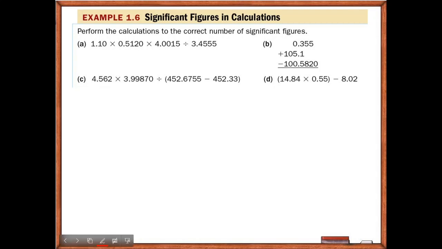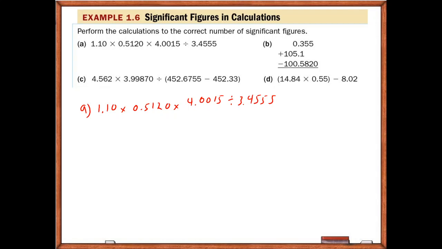Okay, so let's take a look at A. I'll write these out right here below. For A, we have 1.10 times 0.5120 times 4.0015 divided by 3.4555. And you could just punch this into your calculator.